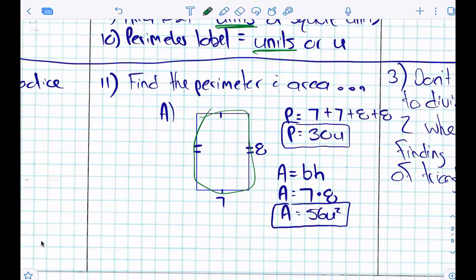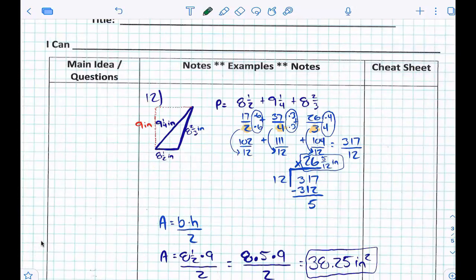Perimeter, add up all the sides on the outside, yes? Area for this shape is just base times height. And what are these little markers right here called? Perimeter markers. Okay, cool.